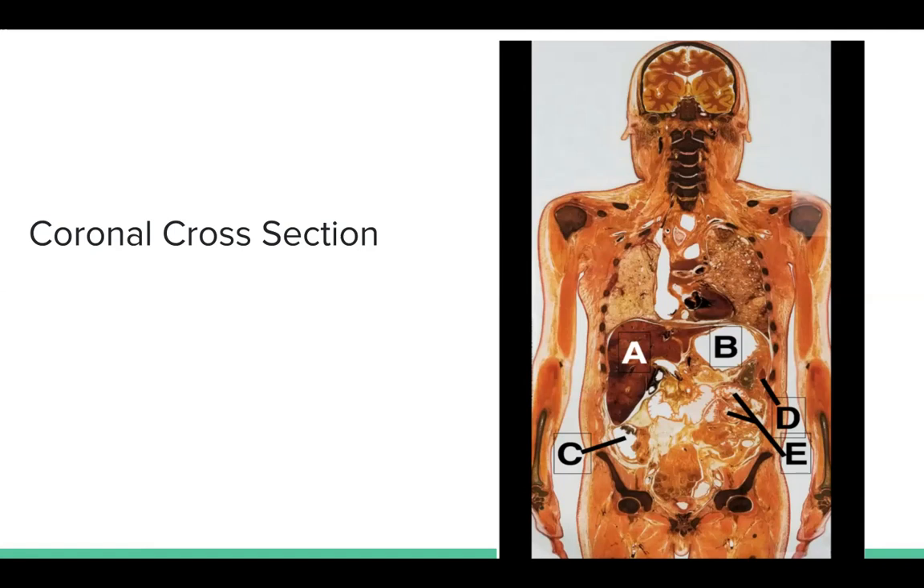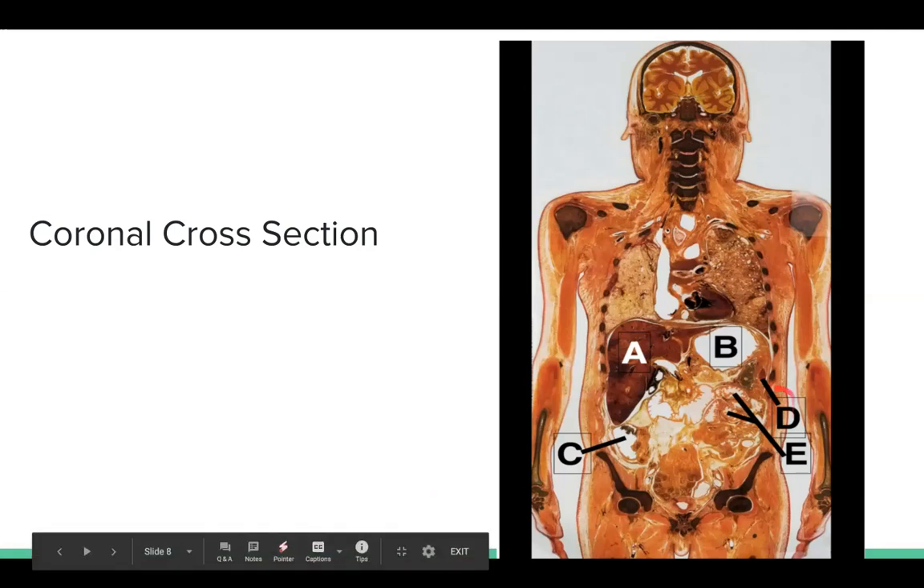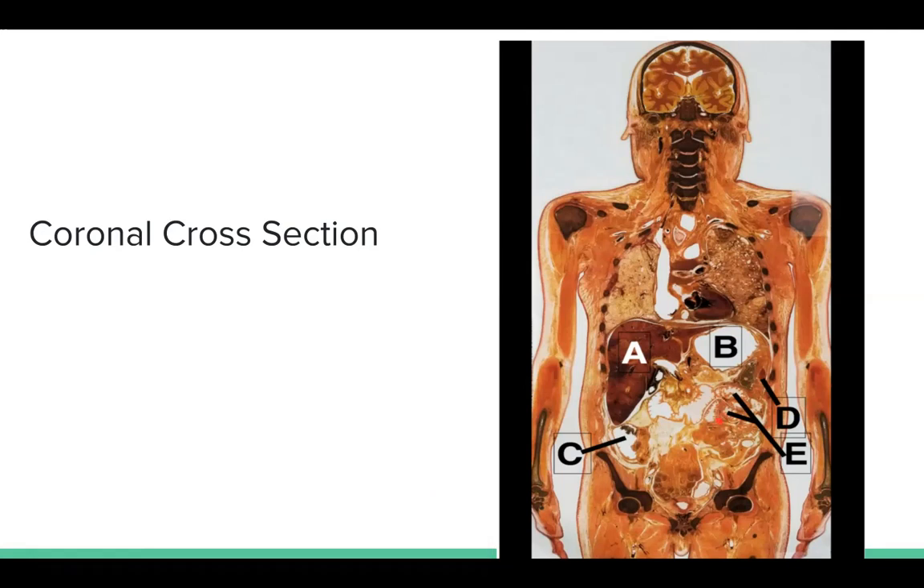Structure D is the spleen, and E is the small intestine, which is shown in multiple parts and in a twisting manner, representing the 3 sections, which are the duodenum, the ileum, and then the jejunum.